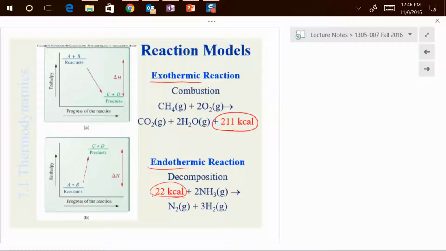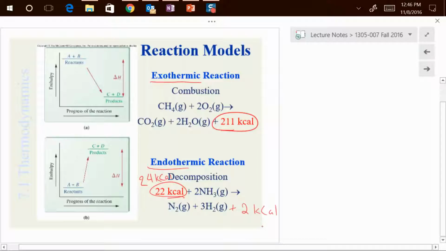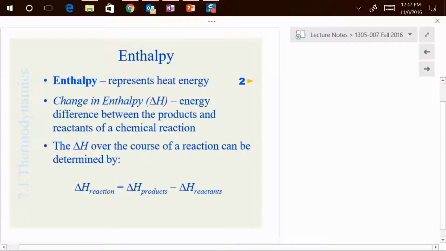Does that mean it didn't release any energy at all? No, it did. It's just that the net effect is that we absorbed more energy than we released. Maybe we absorbed 24 kilocalories of energy and we released 2 kilocalories of energy. Now do you see why it's 22 kilocalories? Because 2 calories cancel from each side, and now I'm left with 22. So it's the net effect that we care about. That's how we'll describe these reactions.